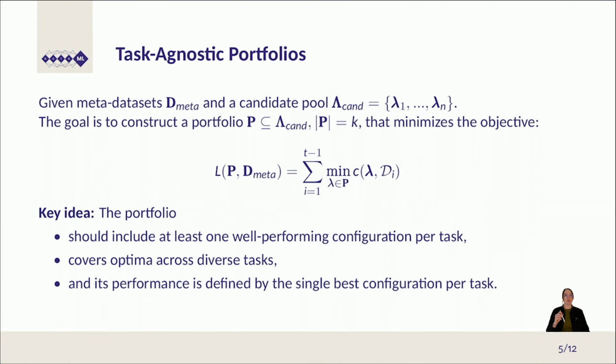Intuitively, this means a portfolio that minimizes this loss function will cover optima across diverse tasks, and it will also ideally include at least one well-performing configuration per setting. And this means its performance is defined by the single best configuration per task. So it's not the average performance per task, it's the best, the minimal cost per task.